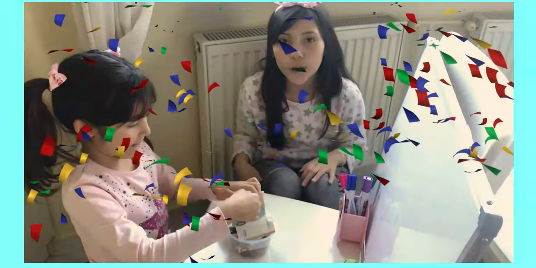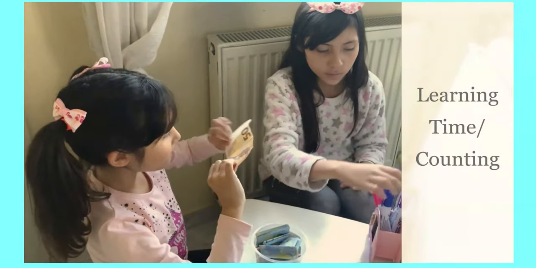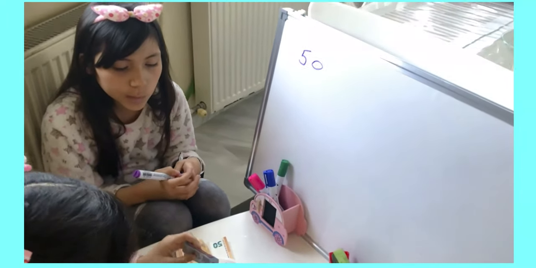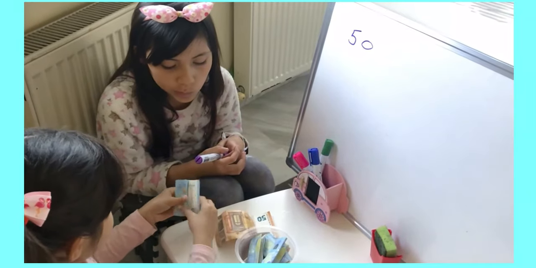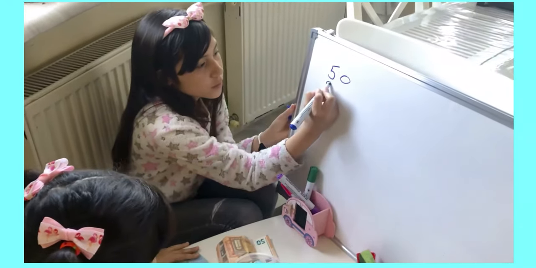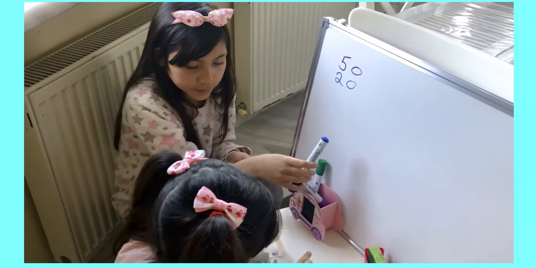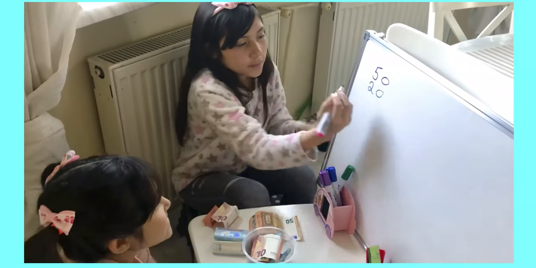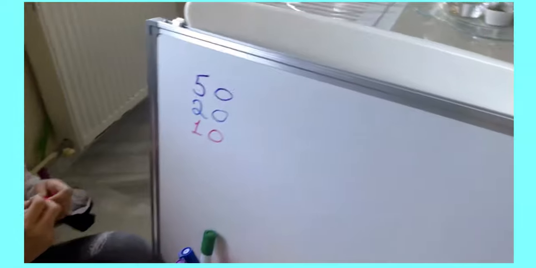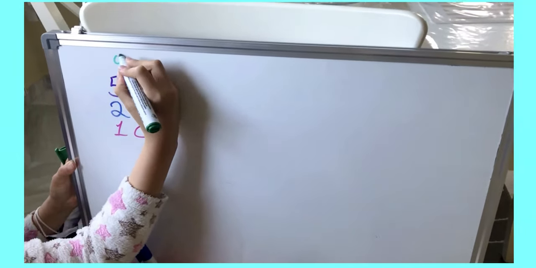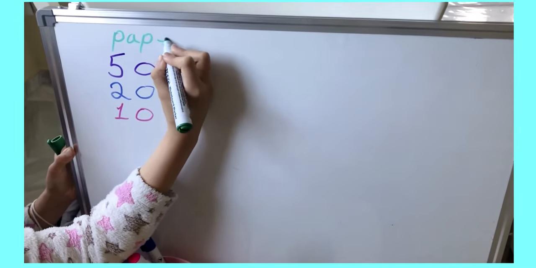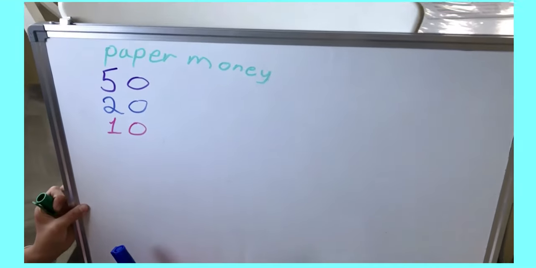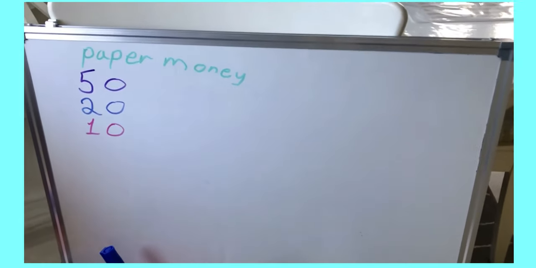Now, with the help of Georgette, we are going to be counting the money. 20, then 10, and we're going to write the paper money. Why are you writing it? You need just one to read. Now, we're gonna count them.